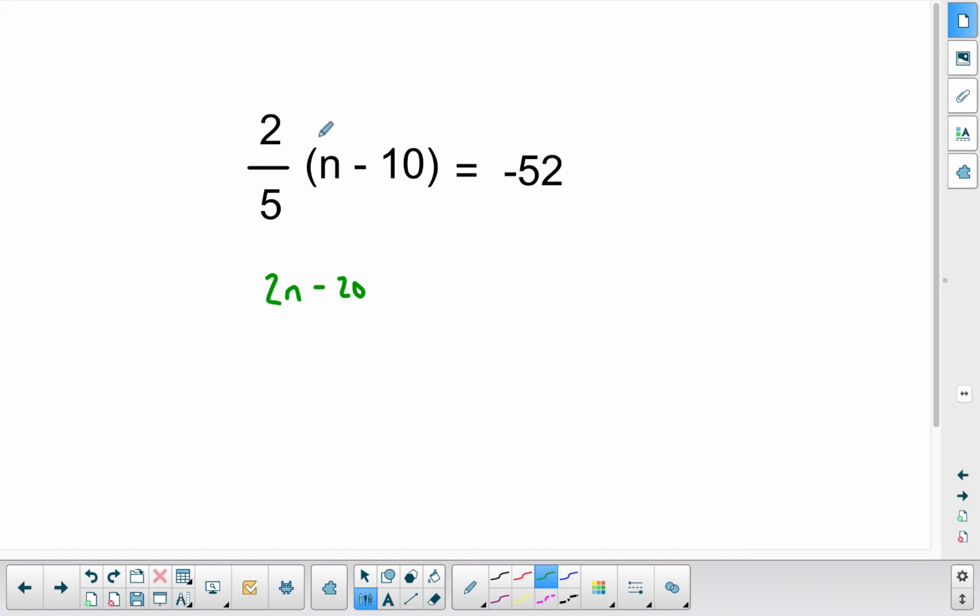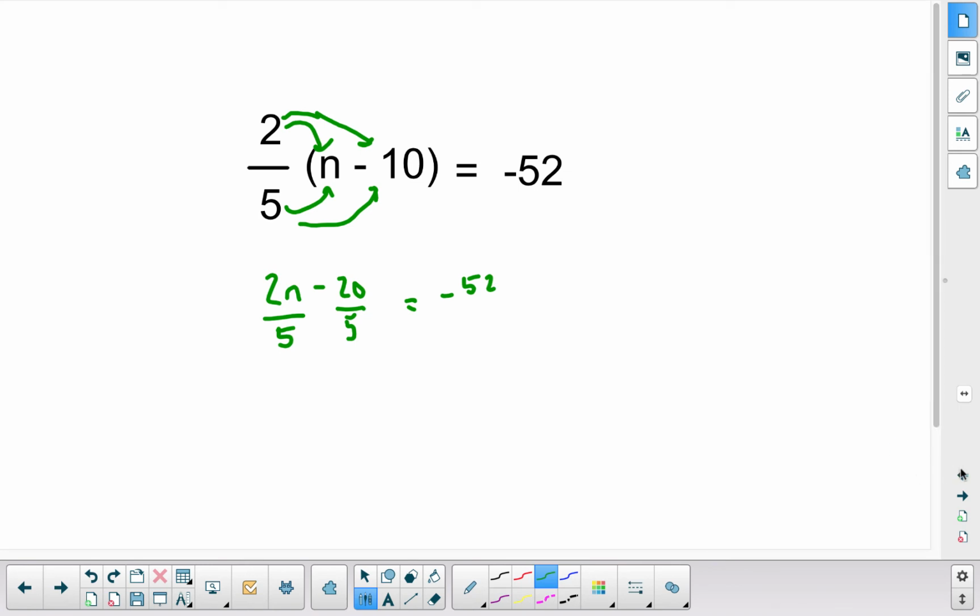And I've multiplied everything by 2. The n and then the negative 10. Notice there's a negative sign there. Now let's divide everything by 5. So I would divide this by 5, and I would divide this by 5, because that's what this combination of things is telling us to do. Divide everything by 5. And remember, that's the same as negative 52.